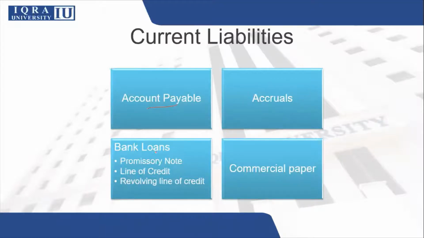Then we have bank loans. Now, over here I've written promissory note, line of credit, revolving line of credit. Basically, a promissory note is a document that specifies the terms and conditions of the loan. So it is going to include all of the information about the loan. What is the amount that is being borrowed, for example? What is the maturity time? Is it a long-term loan? Is it a short-term loan? 30 days, 90 days, 1 year? So what is the duration of the loan?